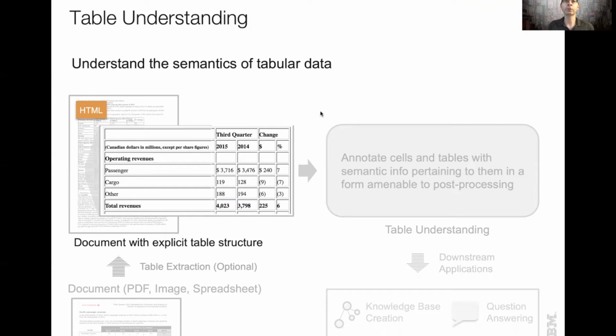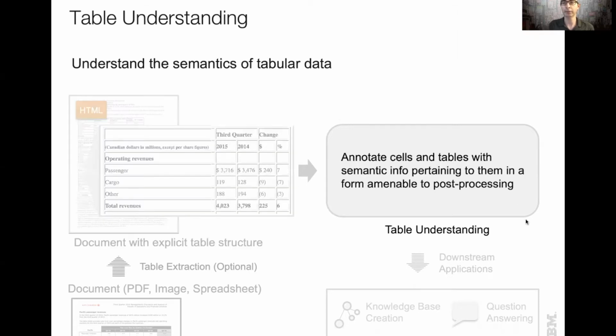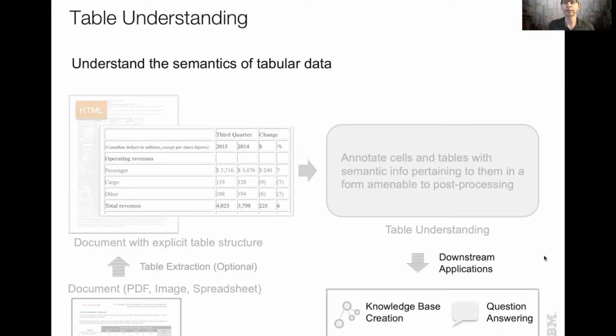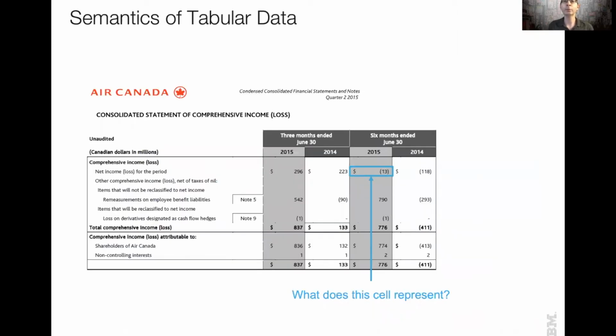In this tutorial, we will refer to all the work that has been done in identifying these semantic annotations of cells and tables collectively as table understanding. These cell annotations can then be passed to downstream applications to, for instance, create knowledge bases, answer questions, etc. At this point, you're probably asking, but what do we mean by semantic information and what do we mean by semantics of tabular data? I think this is best illustrated through an example.